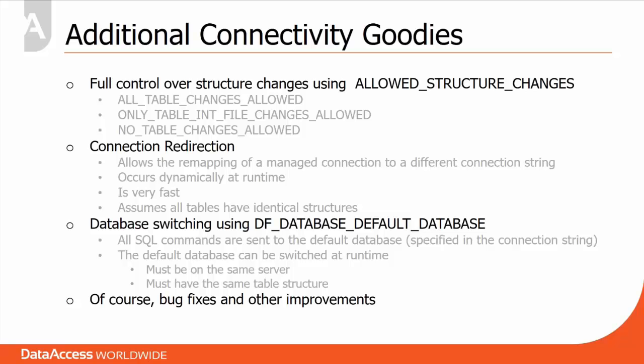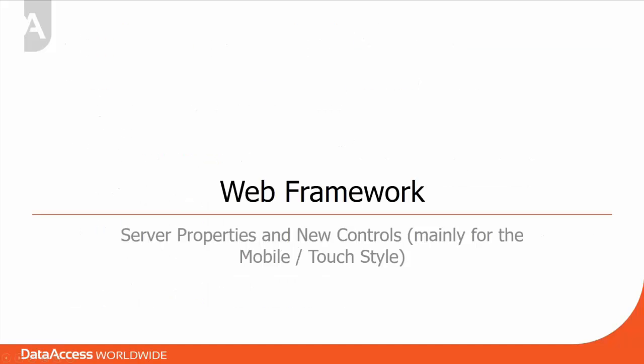So, of course, there's going to be all kinds of other connectivity things here, bug fixes that have been reported since the last release, other minor improvements, but those are the big connectivity things. The next area that we've focused on is the web framework. So we're bringing in a brand new thing called server properties and added a bunch of really nice new controls.